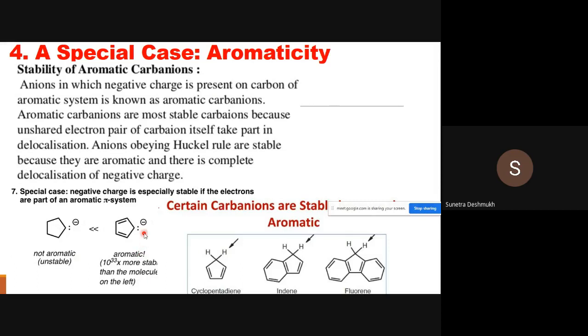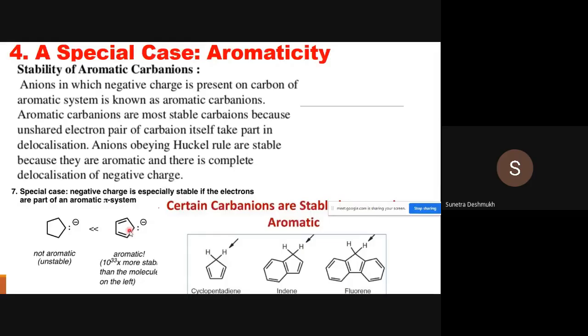And this negative charge gets delocalized over the ring by shifting of the carbon-carbon double bonds. So the negative charge is always shifting from this position to that position, changing its position.